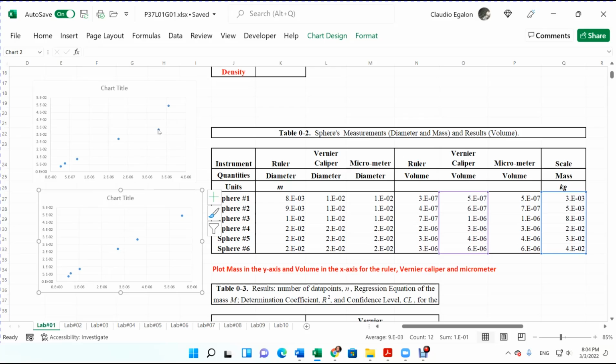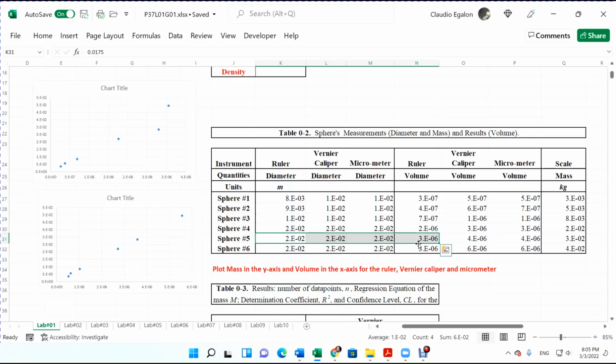Let's see here. Volume. Oh, I think I know what the problem is. Oh, no, it's not the volume, it's the mass and volume, okay? So let me see. The problem is the diameter. When they measured with the ruler, they got way off, okay? That was the problem here. Most likely, which point was this one? Let me see. Must have been this one here.